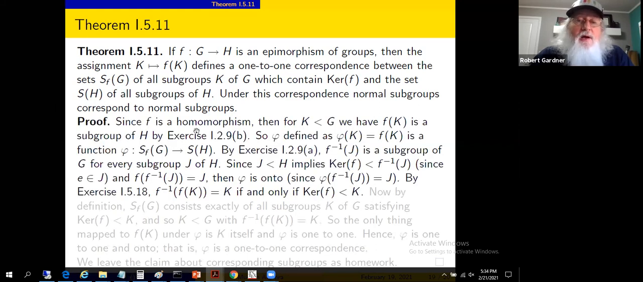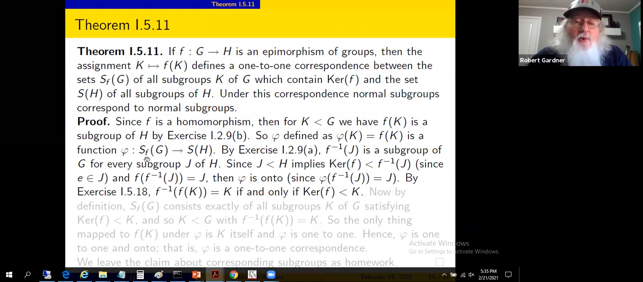All right, we started with the homomorphism F. Since this is a homomorphism, K being any subgroup of G, F of K is a subgroup of H. Homomorphic images of subgroups are again subgroups. One of the exercises will establish that. We'll say in a second something about inverse images of subgroups as well. So if we take phi and define phi of K to be F of K, this is a function that maps these kinds of subgroups.